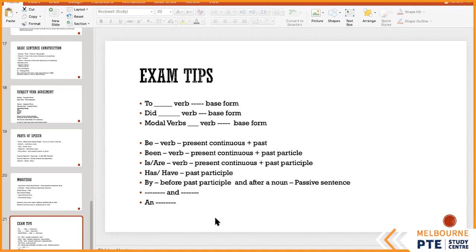Do I say "to jumping," "to eating," "to going"? No. Do I say "I want to eating today"? No. So after "to," generally there's no exception other than one we'll talk about. It has to be the verb in the base form. What is the exception?